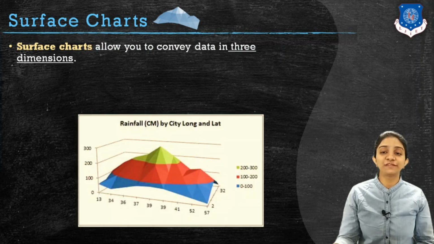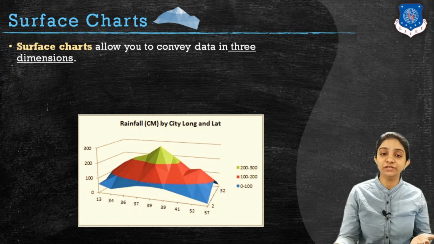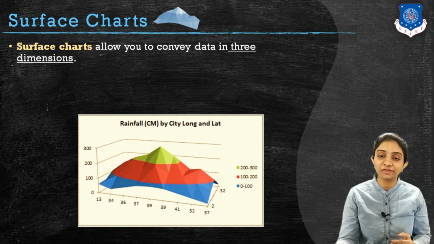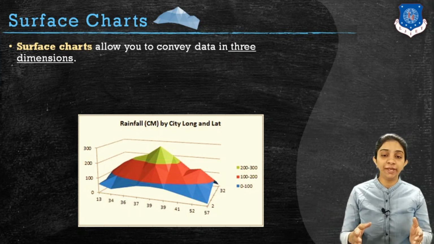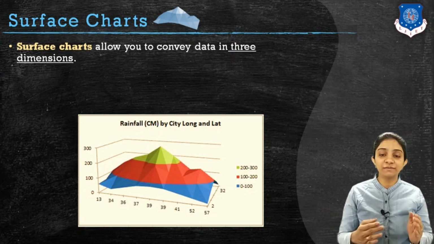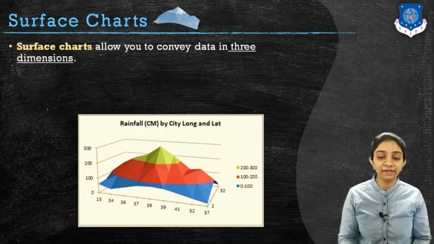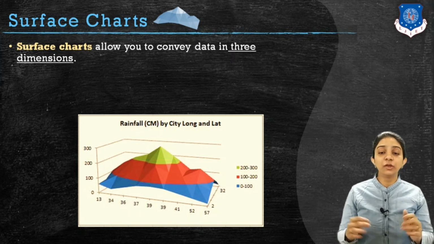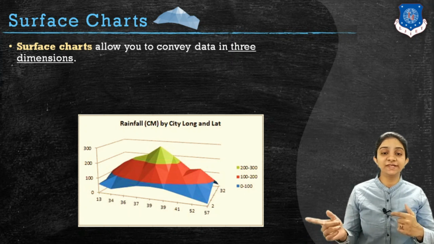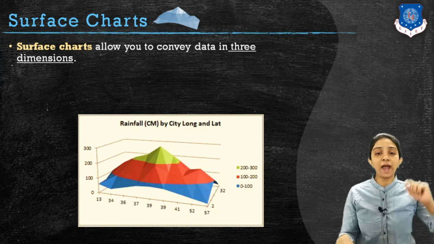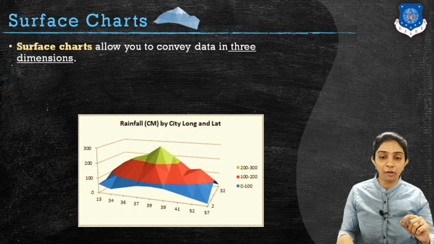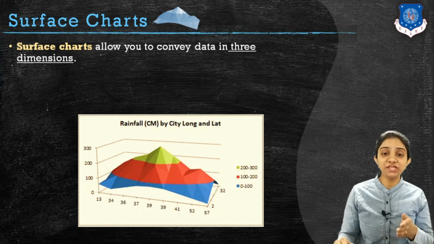The next type of chart is the surface chart. A surface chart also allows you to convey information in three dimensions, so we have values over the x-axis, y-axis and z-axis. In this example, it is showing rainfall in centimeters for a city along its longitude and latitude. The x-axis represents longitude while the z-axis represents latitude, which is nothing but the plane of that city, whereas the y-axis gives the centimeters of rainfall noted in each area.